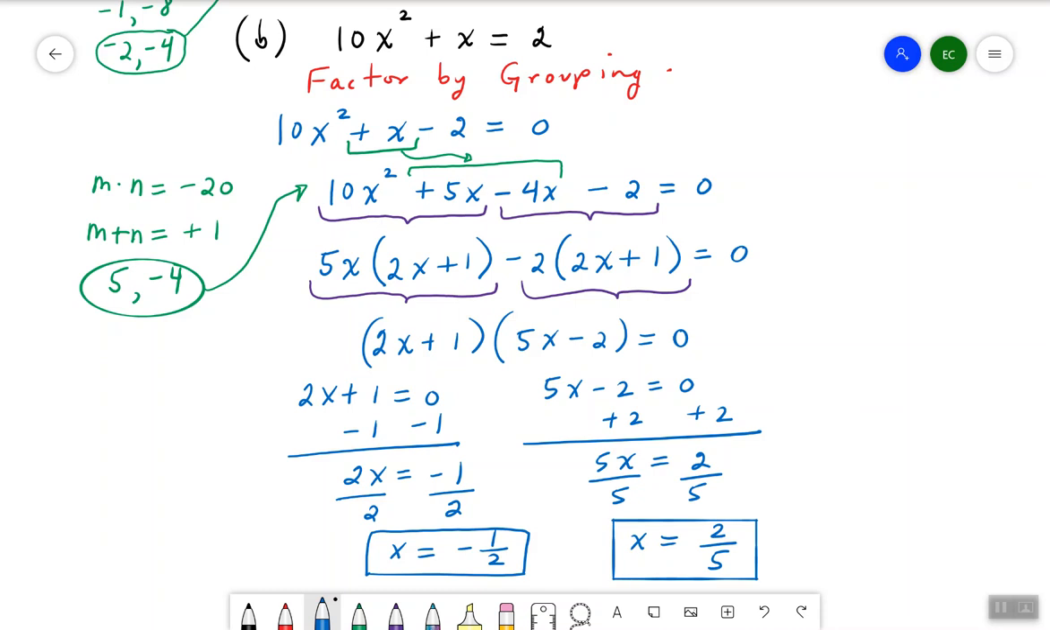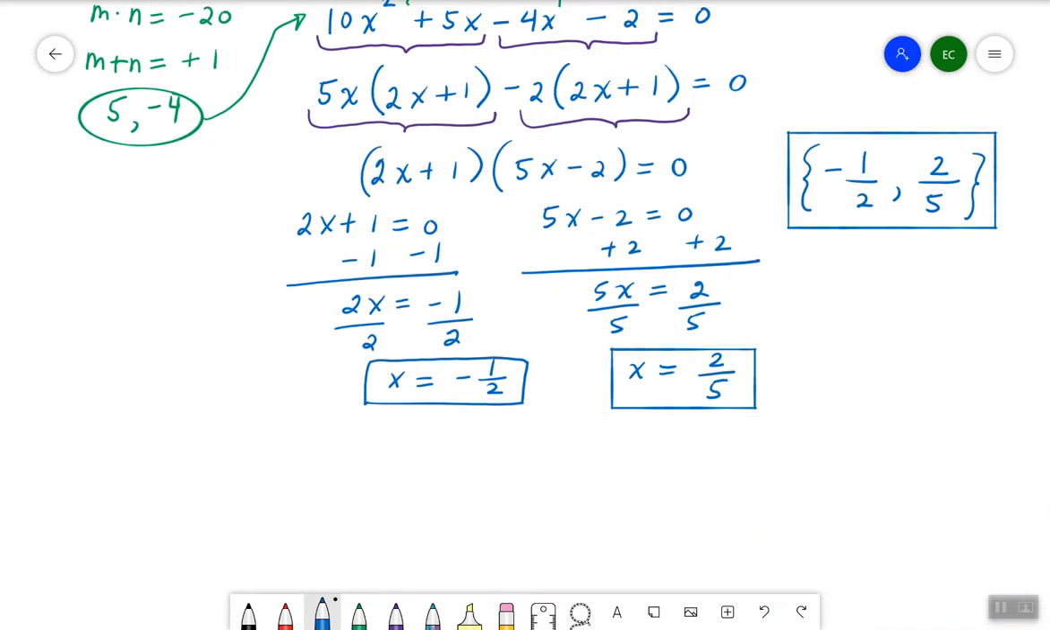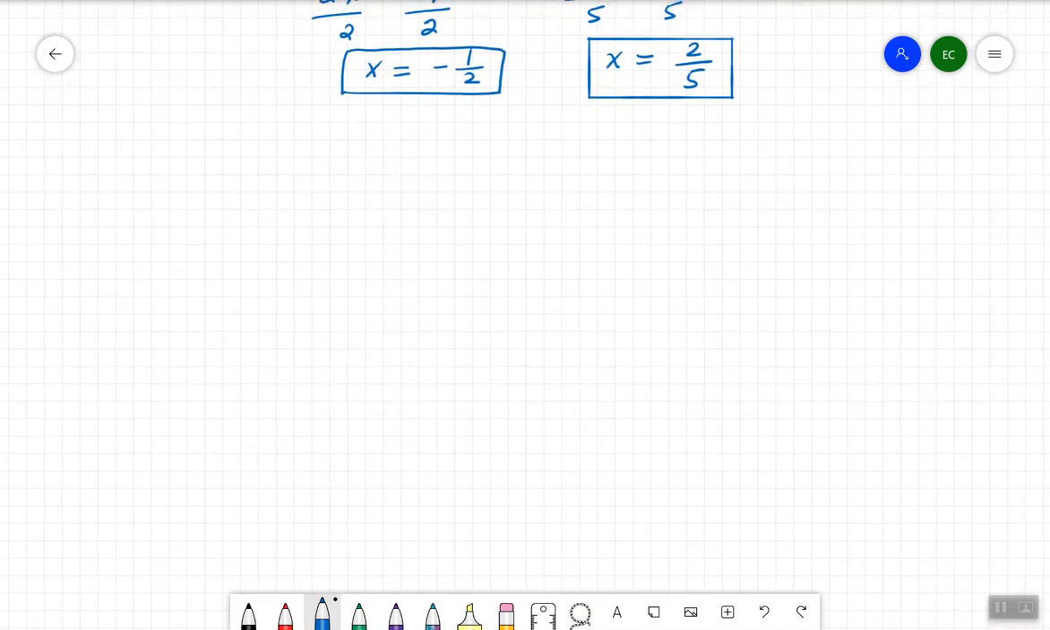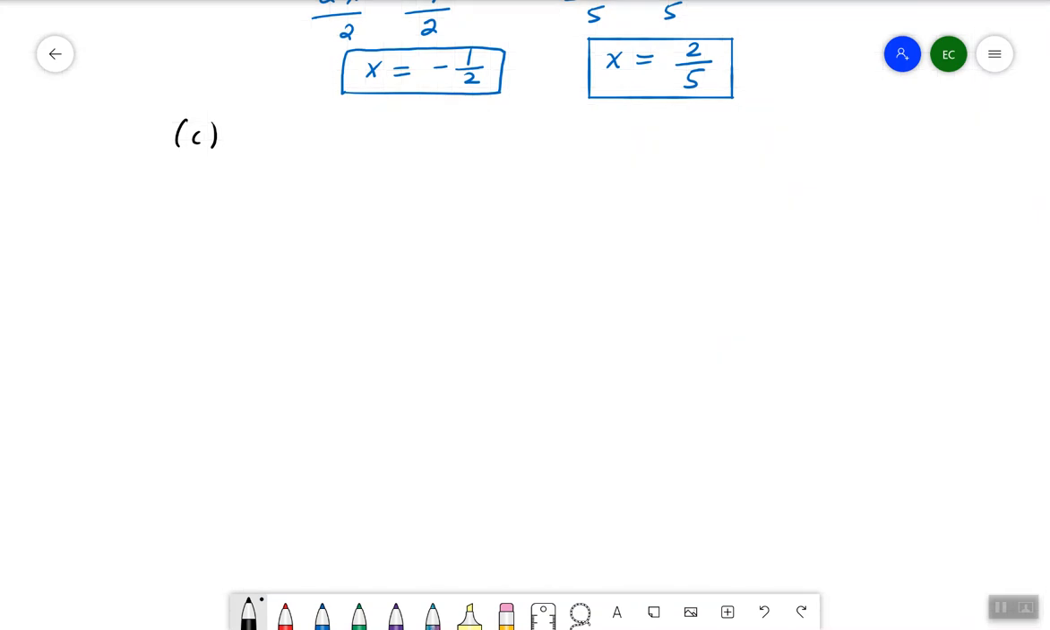And so those are the two solutions, and we might write that in set notation with the braces around it. Okay, that's a tricky problem, and it's one that most students need some extra practice with. So let's go ahead and try to work one more of these. We'll call this example C. This will be the last example where we solve by factoring.